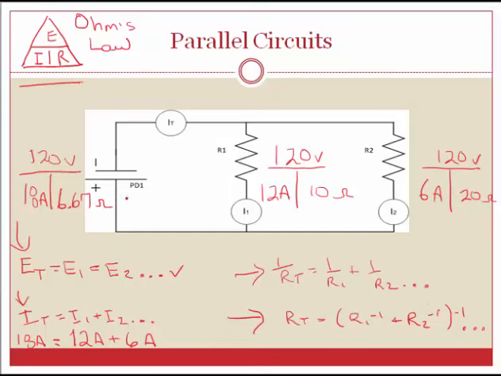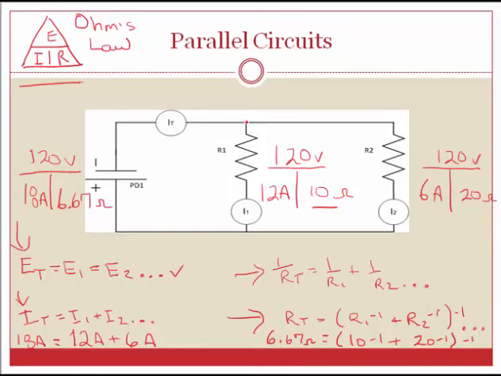And I could also find 6.67 ohms using either one of these formulas to the right. If I said I had 10 ohms for R1, so 10 to the negative 1 plus 20 to the negative 1, because we had 20 ohms resistance in R2, and put those in brackets and then go negative 1, when you calculate that out, you also get 6.67 ohms.